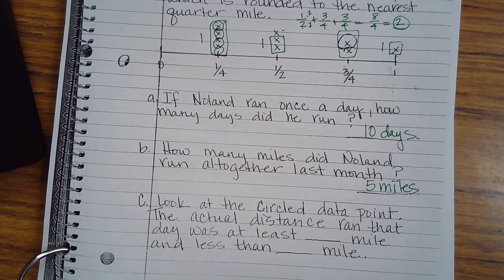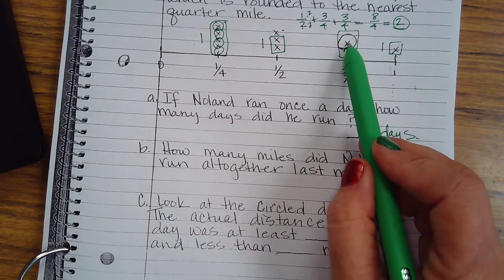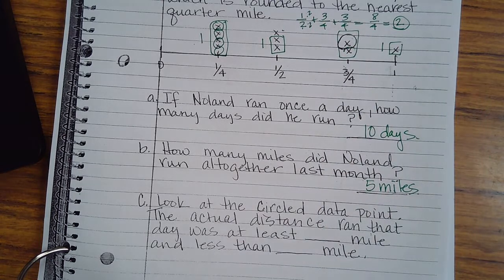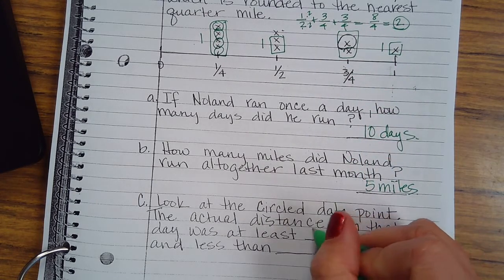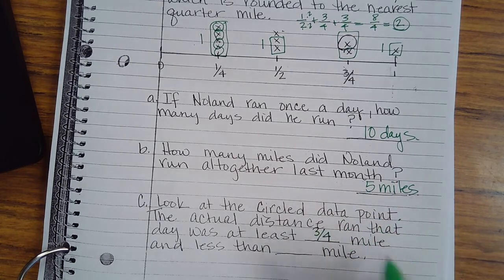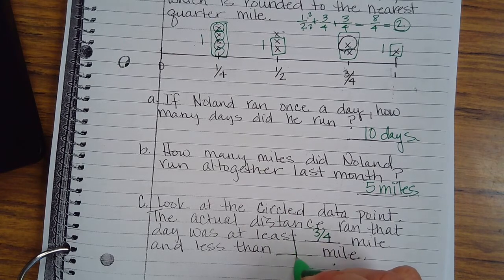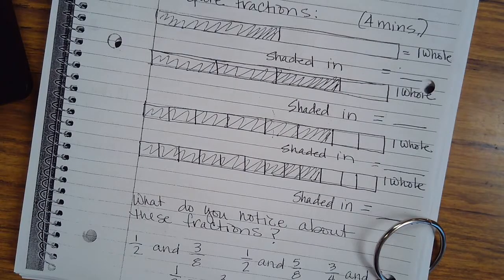Now, look at the circled data point, right? This circled data point right here. So the actual distance ran that day was at least how much? 3/4 of a mile and less than 1 mile. All right, good job, you guys.